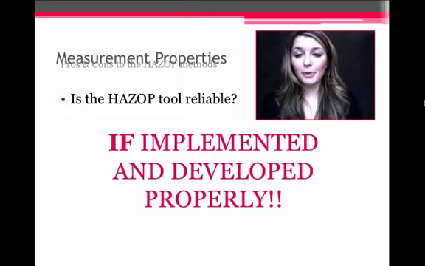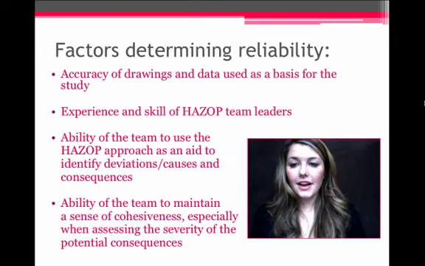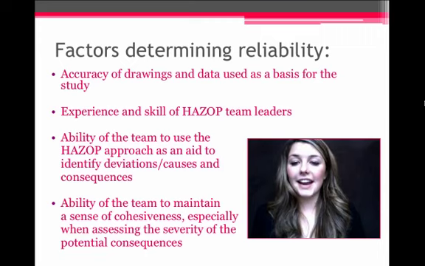Next, we will look at the measurement properties of the HAZOP tool. The HAZOP system approach can be a very reliable tool in preventing human error within workplaces and organizations, as long as it is developed and implemented properly. There are many factors that determine the reliability of the process. These factors include, firstly, the accuracy of the drawings and data used as a basis for the study. Do the blueprints for the plan include every step?